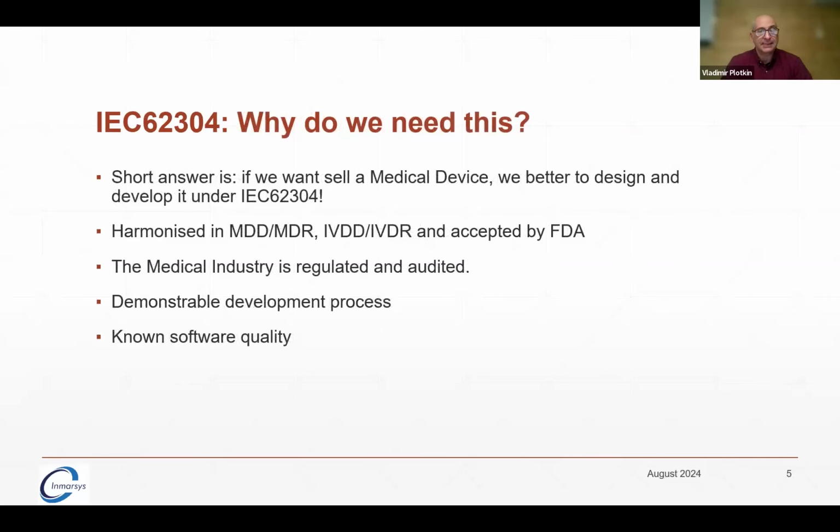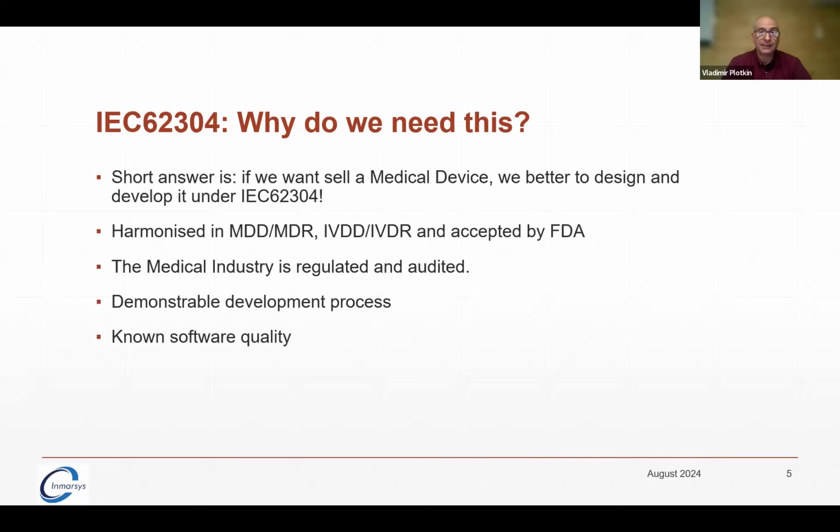Why do we need this? As I said, it's not mandatory, but it's considered to be good practice to follow this standard, because the FDA refers to it, electronic standards like 60601 refer to it, and the MDD and MDR European Union regulations do refer to the standard.